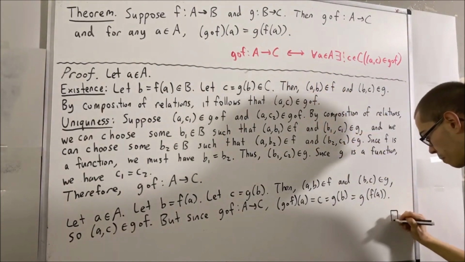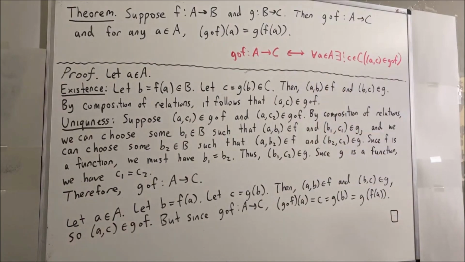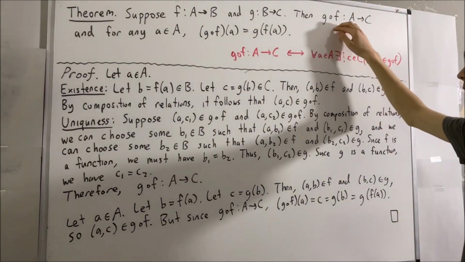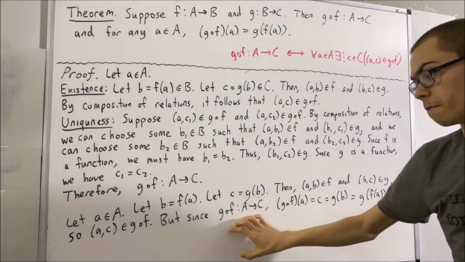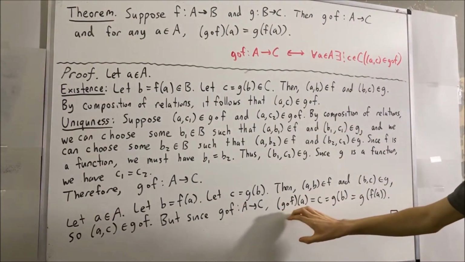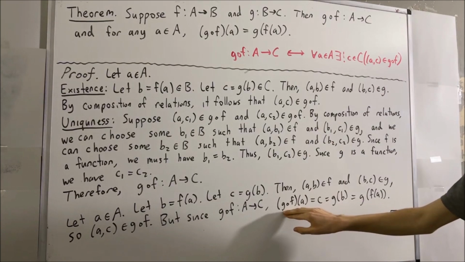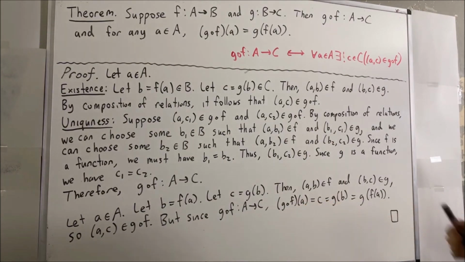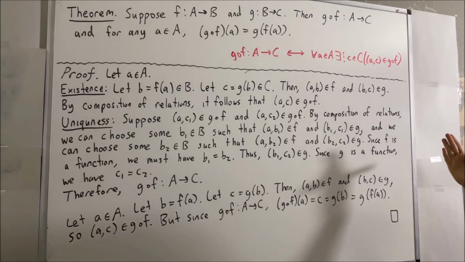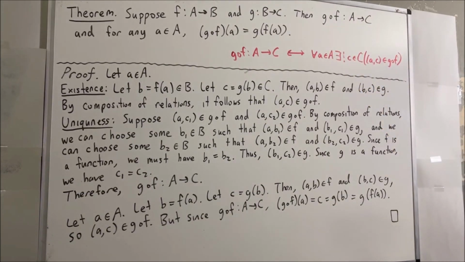So this completes our proof, right? We have shown that g compose f is a function from A to C, and using that g compose f is a function from A to C, we are able to figure out what the value of g compose f is at a. It's g of f of a. So yeah, that's pretty much the whole idea of how you could prove a theorem like this, right? So yeah, that's pretty much it for this video.